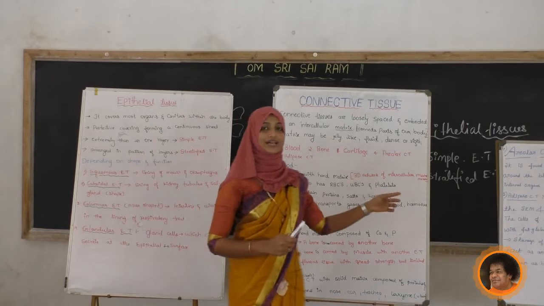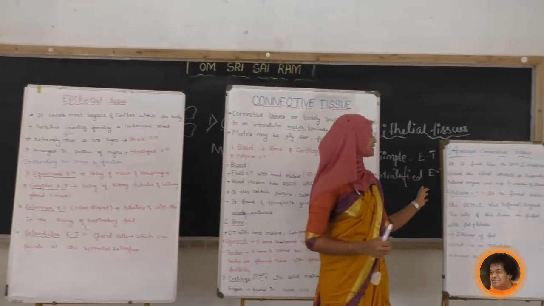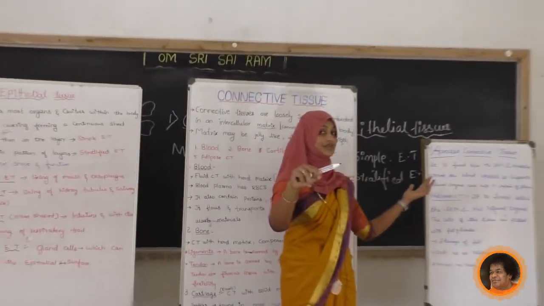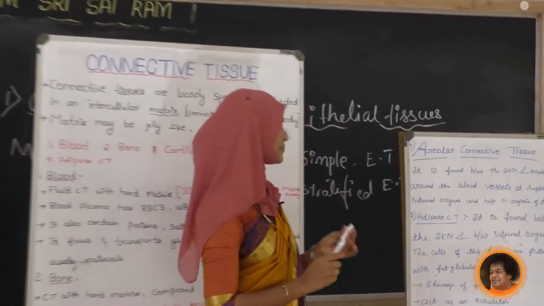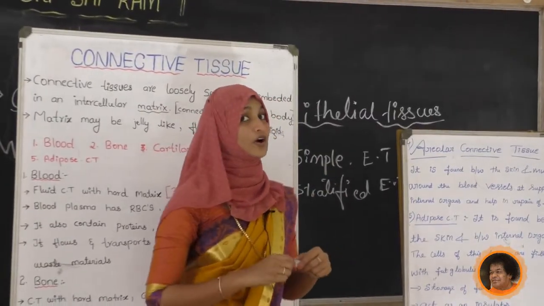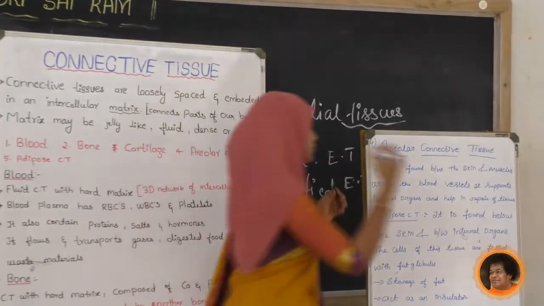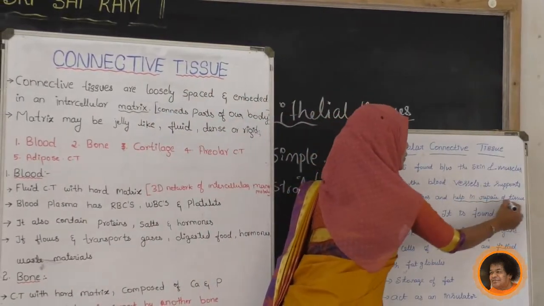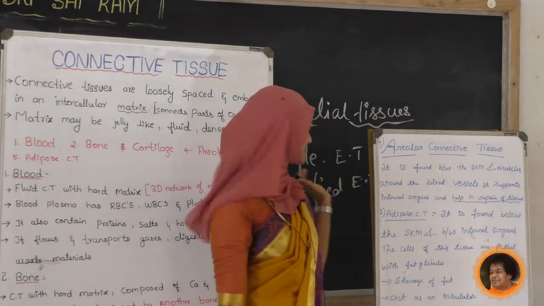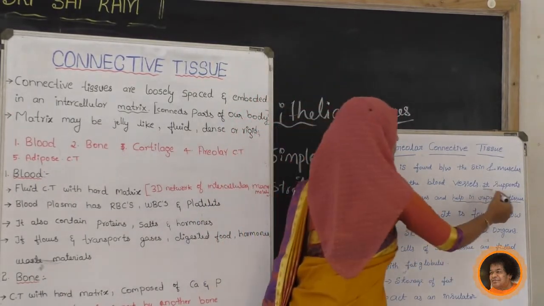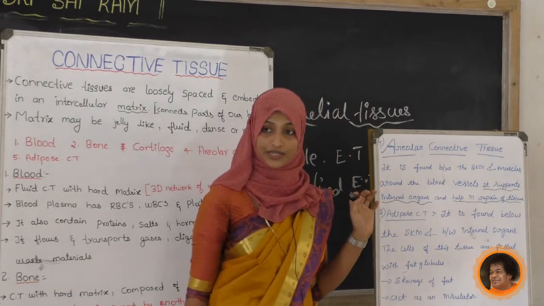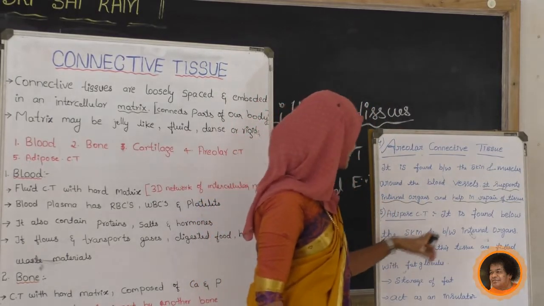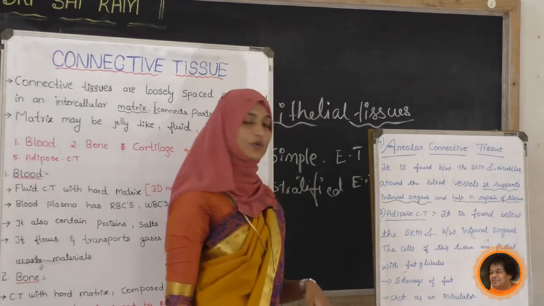Next, areolar connective tissue. Areolar connective tissue is found between the skin and the muscles. I have shown where it is present. Yes. Next, it helps in the repair of tissues, that is a function of this one. One more, it supports internal organs, that is also a function of that one. Next, we'll move to the adipose connective tissue.